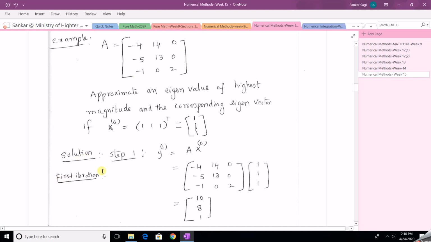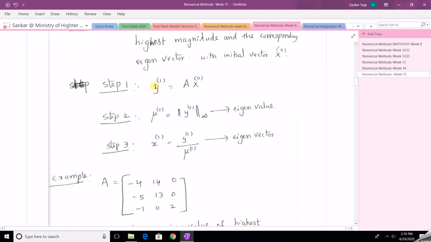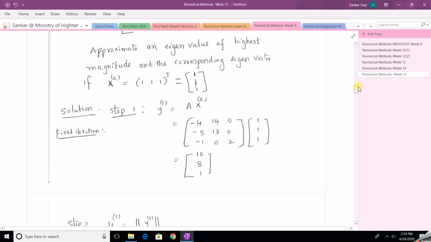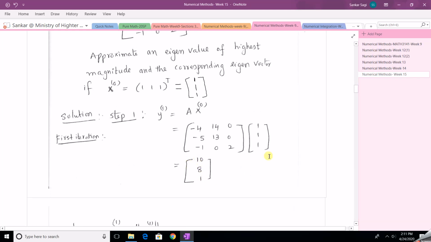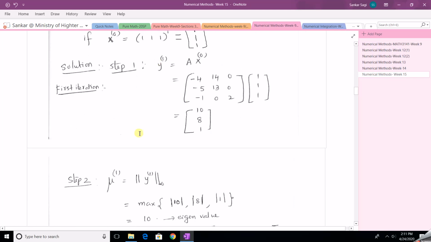So we start the first iteration, that is step 1 in the first iteration, which will be y1. You find y1. Just like we did before in the method, y1 is A times x0, the matrix times the initial vector. So y1 is equal to A times x0, where A is this given matrix and x0 is the initial eigenvector given. The initial eigenvector is 1, 1, 1. So if you multiply A and x0, we are getting 10, 8 and 1. This is y1.